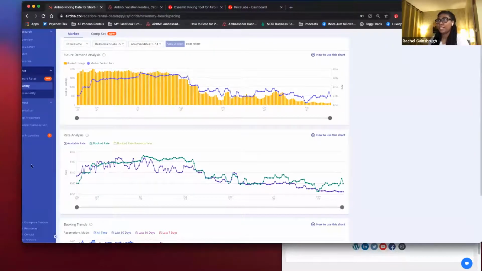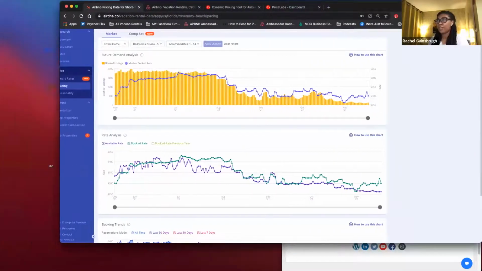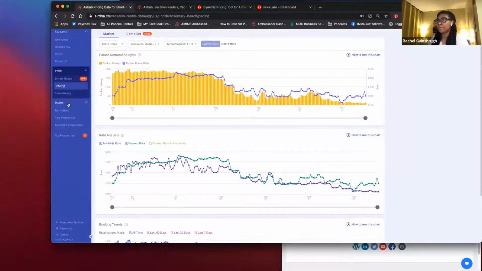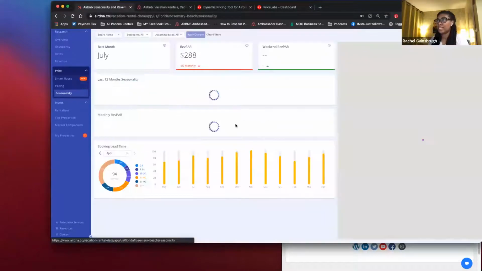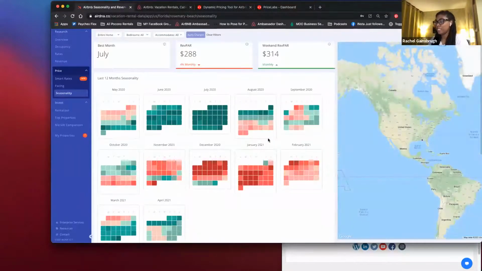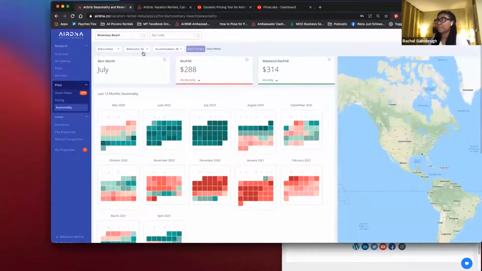Any questions about pacing? All right. And like I said, I don't want to go too granular because I think some of the next tabs are going to be really, really helpful. And I don't want to run out of time. All right. So next is seasonality, and seasonality is based on revenue per available room, RevPAR.